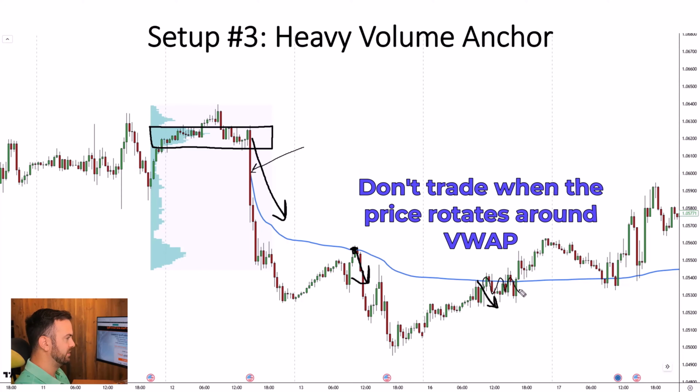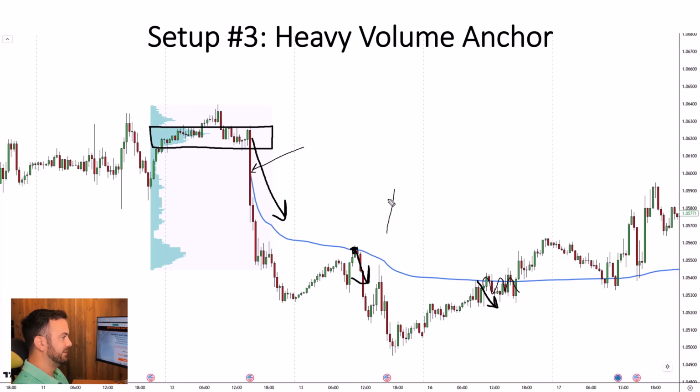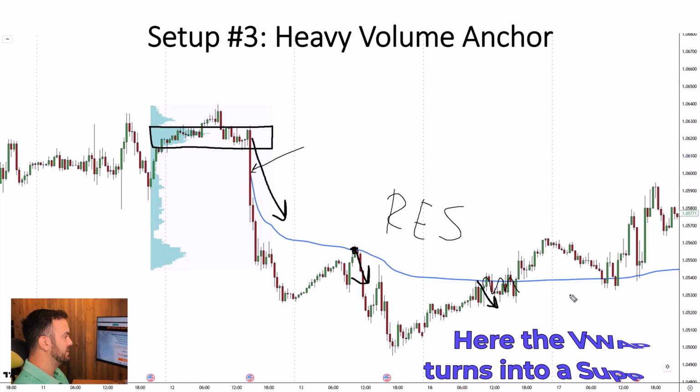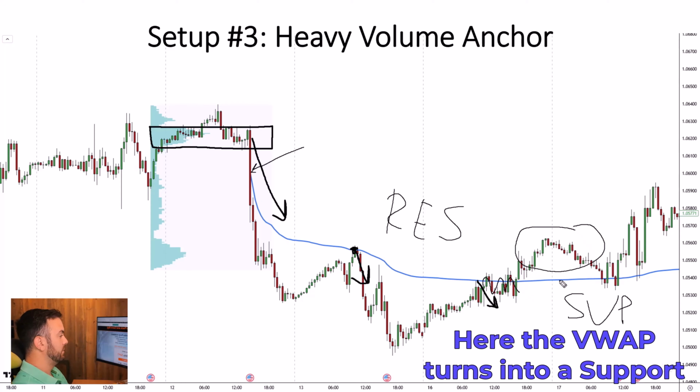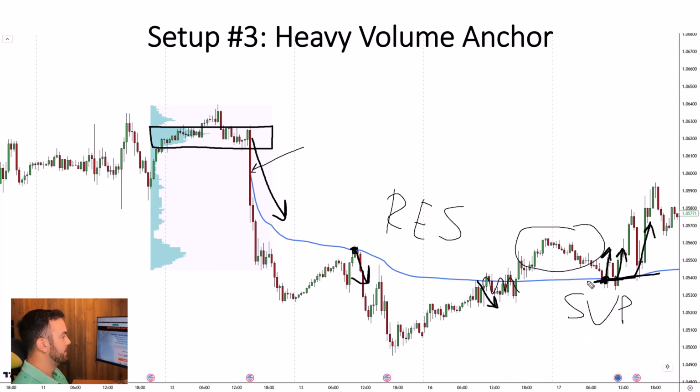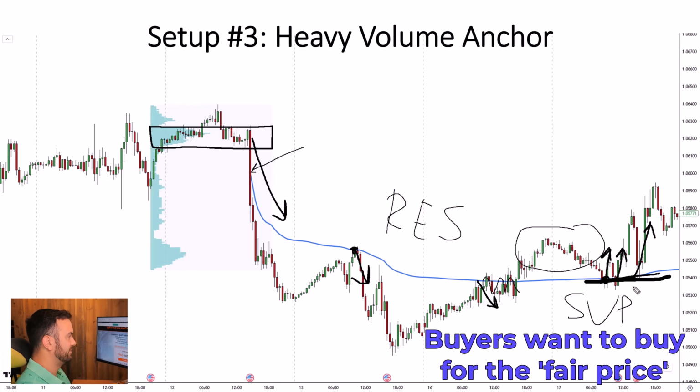Then as there's this rotation, you don't really want to do anything, because when the market is rotating, VWAP setups don't really work. And then this resistance, the resistance which is represented by the VWAP, turns into a support, right? Because the price is moving above it. So that's why you want to wait for the pullbacks to that support and enter longs from there, right? Again, the logic is the same. Buyers want to buy for a fair price.